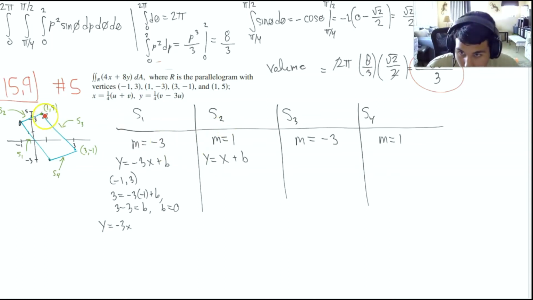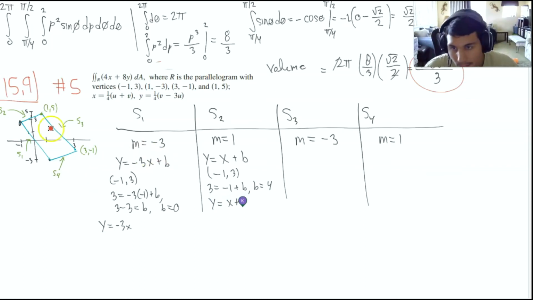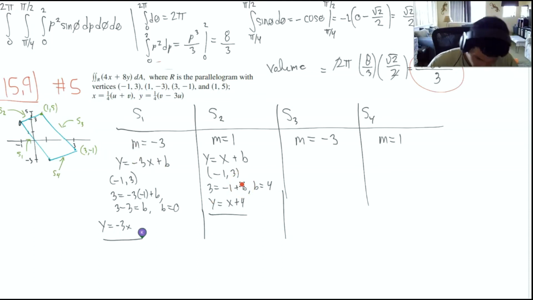Let's find a point on S2. I'm going to use this point again, because why not? -1, 3. 3 equals -1 plus b. b is equal to 4. So I get y is equal to x plus 4. And let's check that. If x was 1, then y would equal 5, which is that point. So it makes sense. So I'm going to underline all the important things.